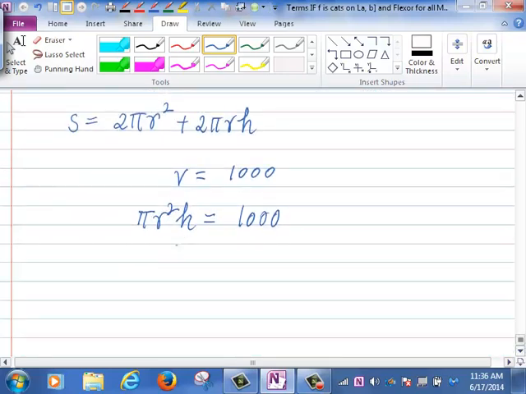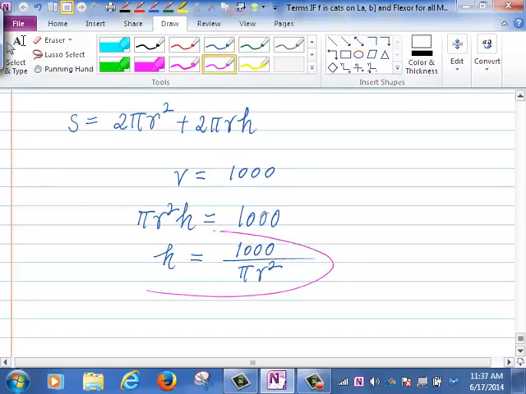Now, from here, can I solve for h? H is what? 1,000 divided by pi r squared. Everybody is okay with that? Okay, I am going to keep that in. I'm going to highlight that because you're going to need that later.